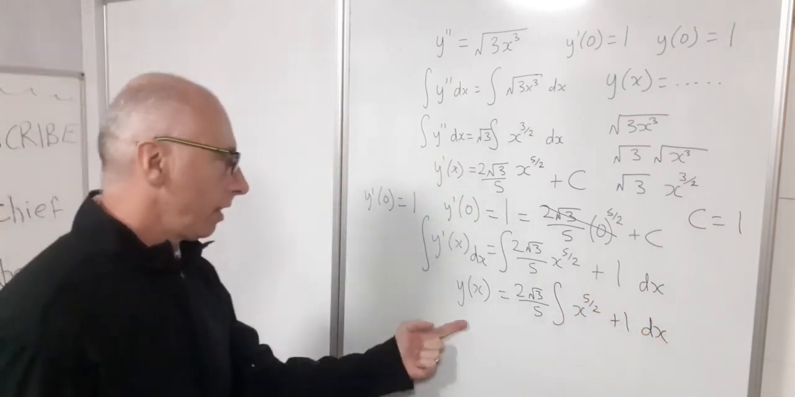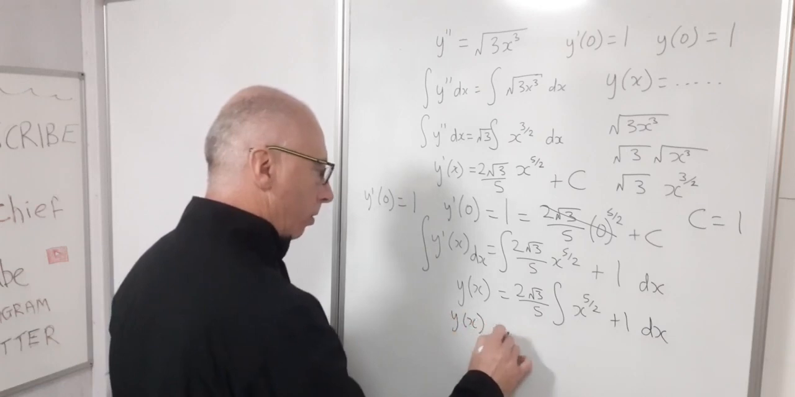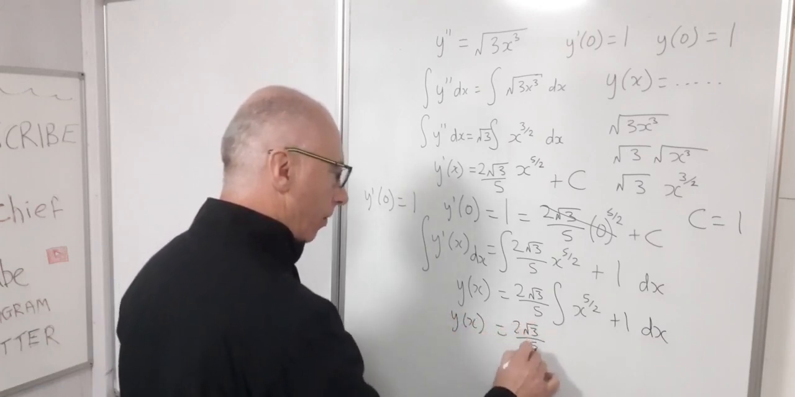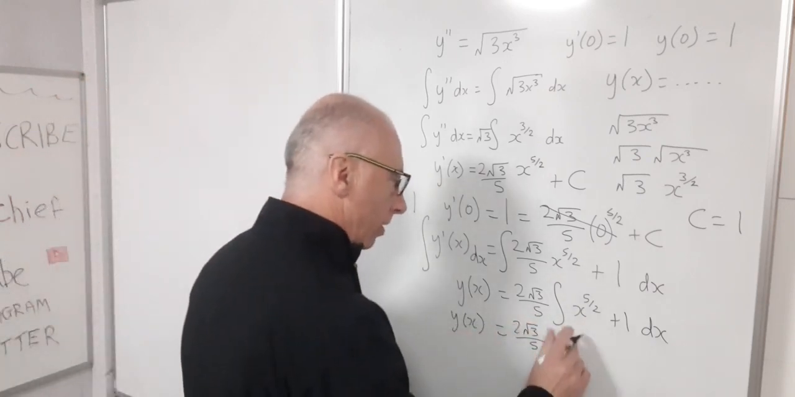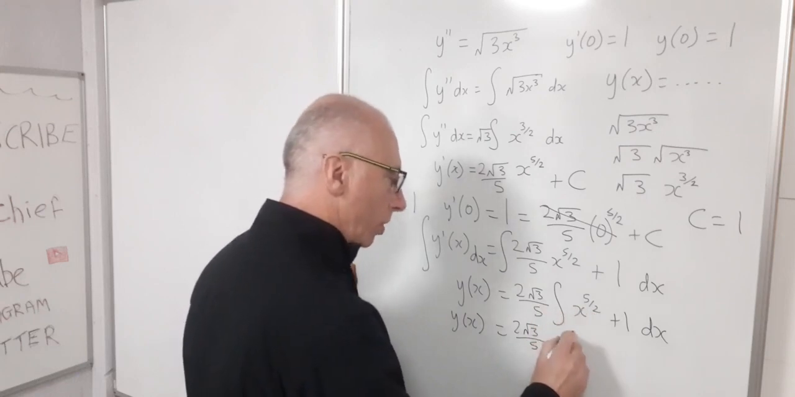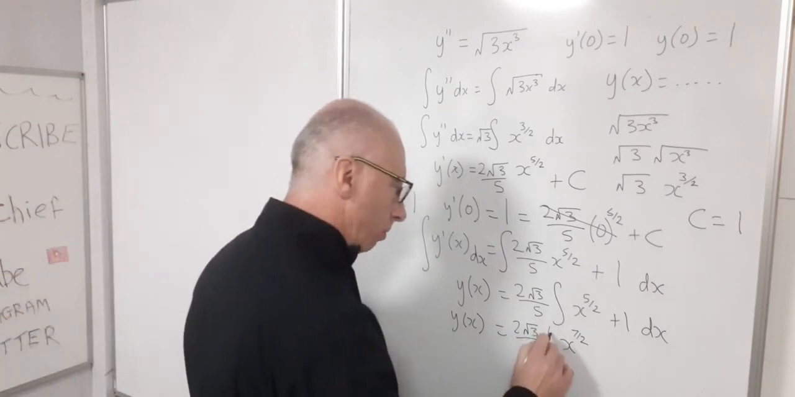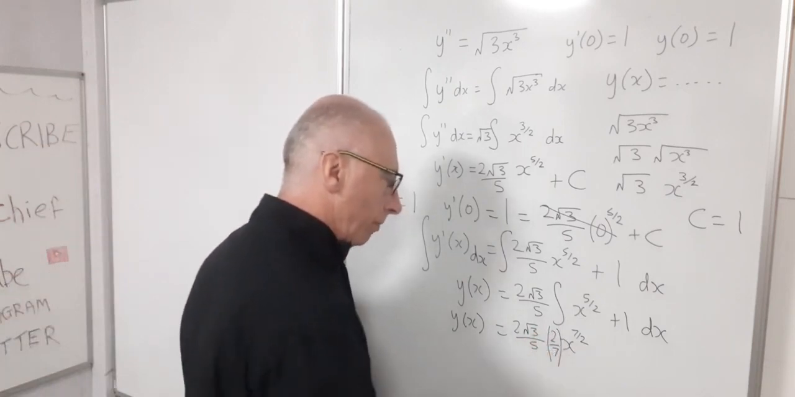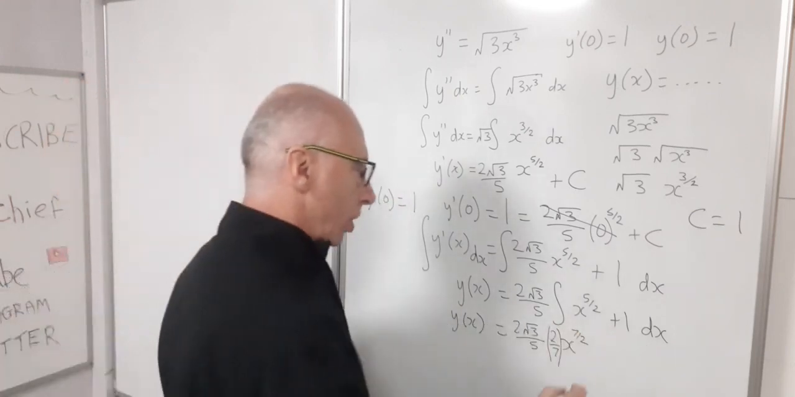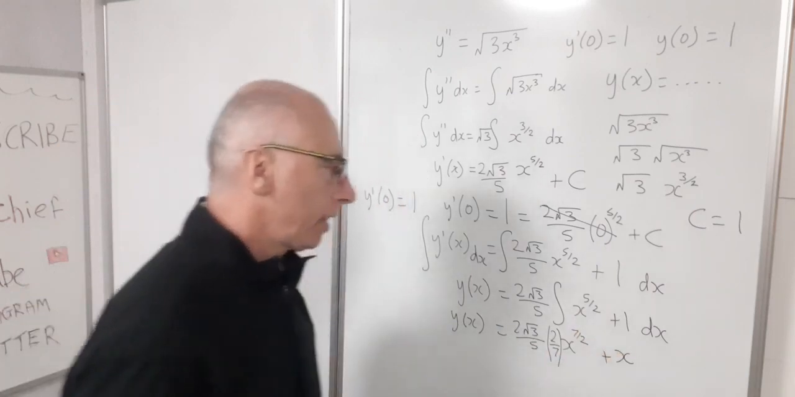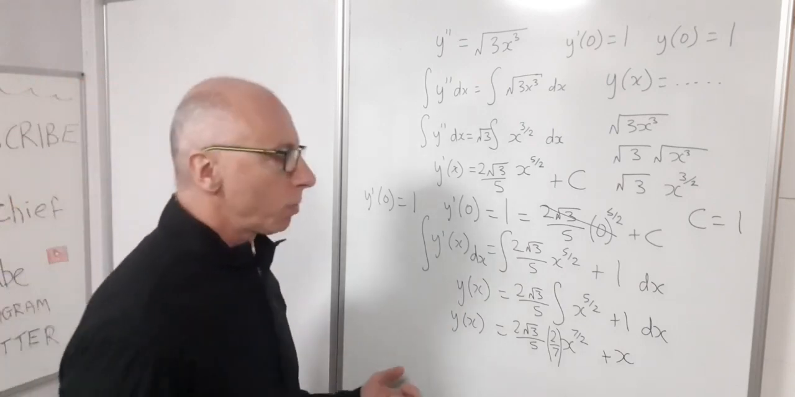Okay, let's do the integral. So y of x equals 2 root 3 over 5. Now here we've got a simple power rule again. So we raise x to the power 5 over 2 plus 1, which is 7 over 2, and then divide by the new power, so this term will now be multiplied by 2 over 7. And then plus 1, the integral of which with regards to x is just x. Now we're going to need a new constant of integration, and this time I'm going to call this one d.